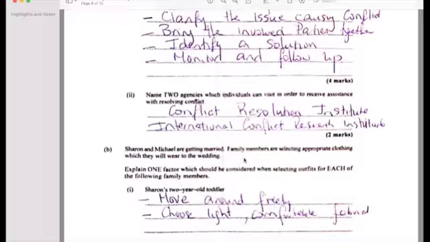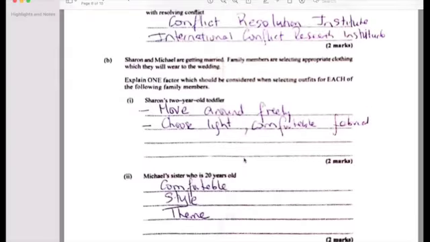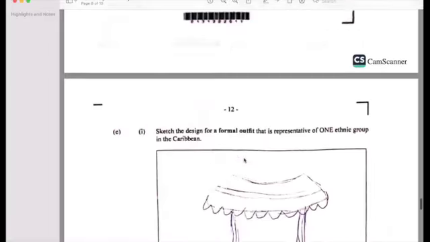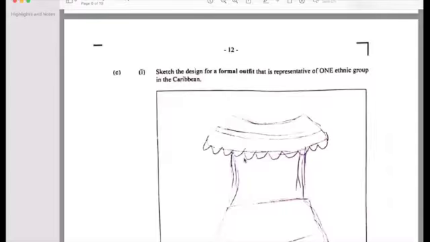Next question. Sharon and Michael are getting married, and they want to select proper clothing for the wedding. They have a 2-year-old toddler and a 20-year-old sister. So this is not that bad of a question. So for the 2-year-old, you know that you want them to move around freely. Choose light, comfortable fabric for that 2-year-old toddler. For Michael's sister, who is 20, she wants to be comfortable. She wants to be in style. So choose a nice style and choose the theme that goes well with the color scheme. So put your color scheme into it.